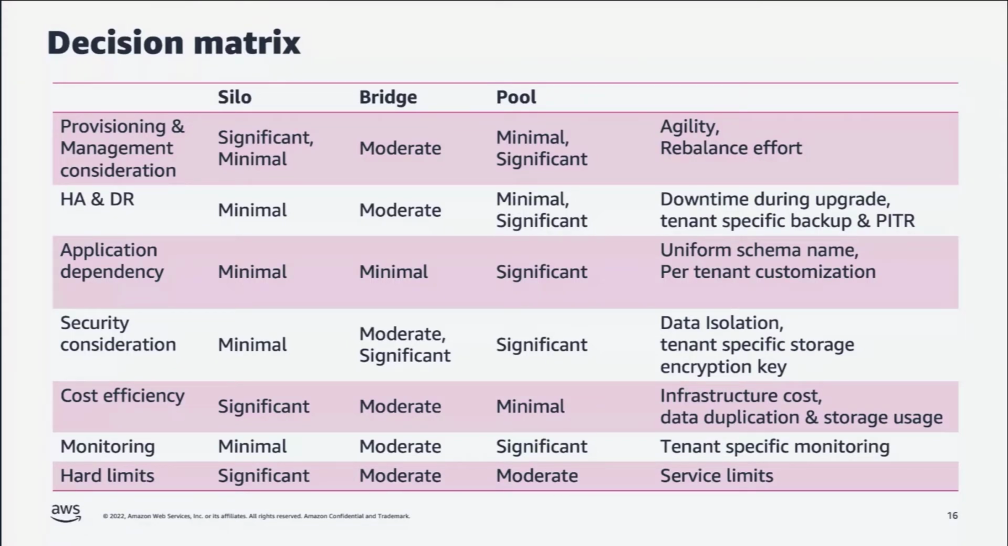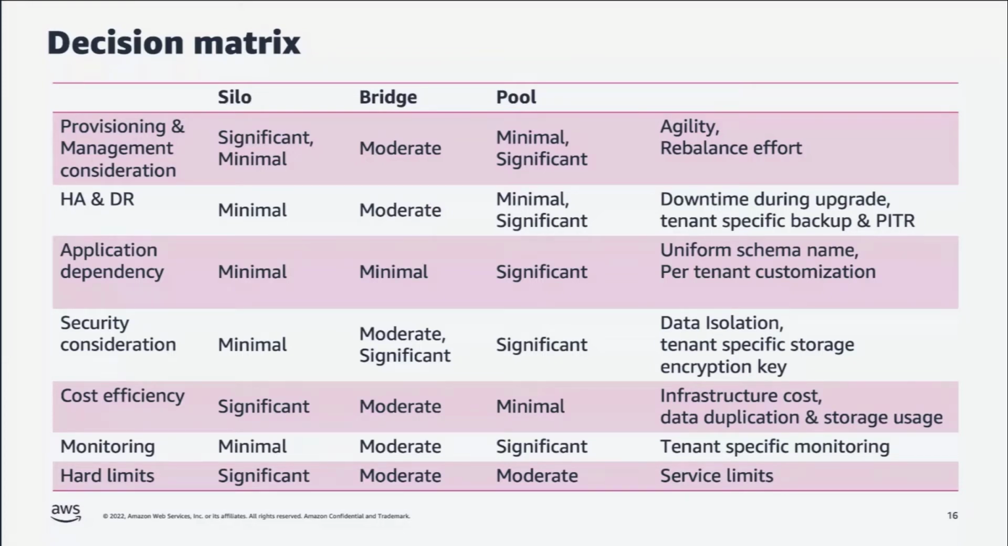Tenant level point-in-time recovery. Silo is a minimal effort. You can simply perform point-in-time recovery using automated backups, snapshots, or backtracking in Aurora. Moderate effort in bridge model. So you basically need to restore the backup and then export the tenant-specific data. It's a little complex when it comes to pool model.